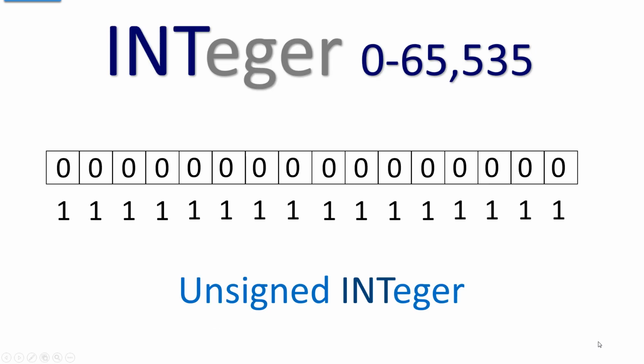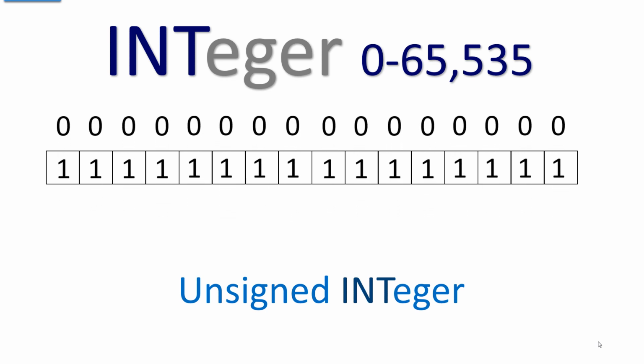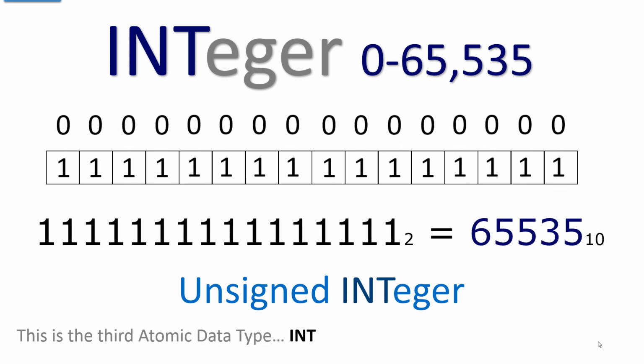This brings us to the third actual atomic data type, and that is a 16-bit integer, int. A 16-bit unsigned, meaning no plus or minus sign, can store decimal values of 0 to 65,535. This is unsigned integer, which means that you're using all 16 base 2 positions to accumulate to a value of 65,535. All ones would be 65,535. Now this is the third atomic data type.